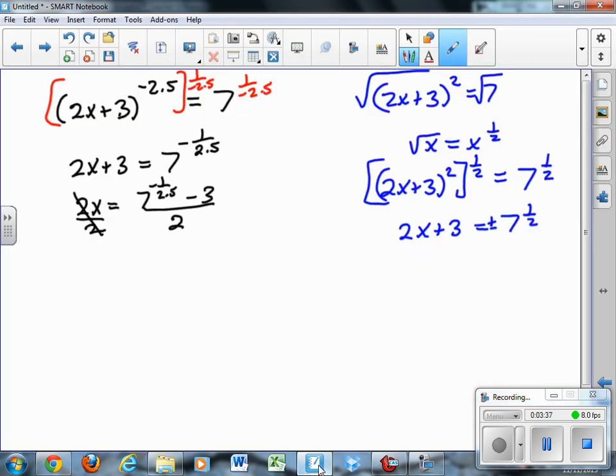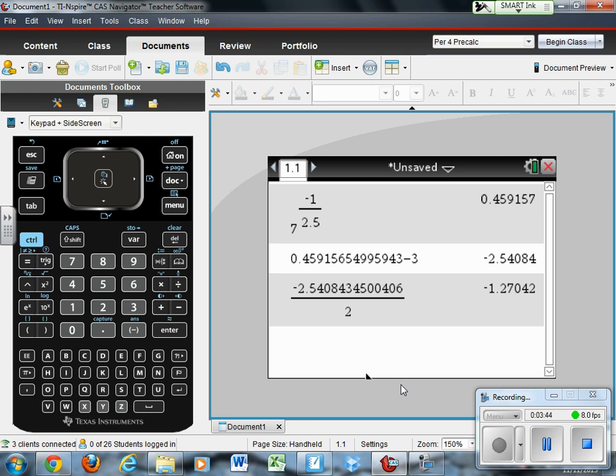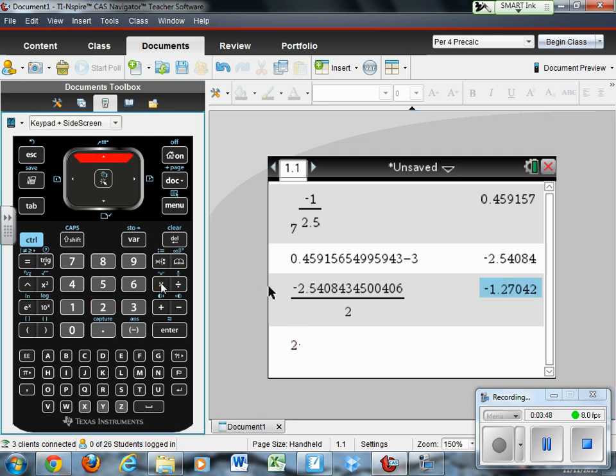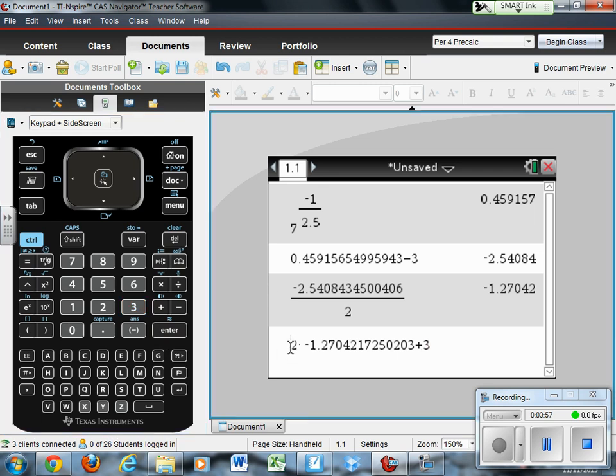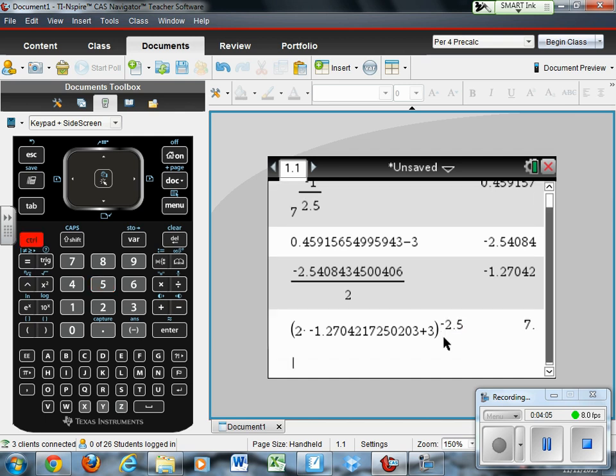So let's just double check that answer here. (2x + 3)^(-2.5). So 2 times my answer plus 3. Oh, and I forgot to put that in parentheses. And raise that to the negative 2.5 power, and that should give me 7. Yep, so there we go. Check the answer, and I got 7.